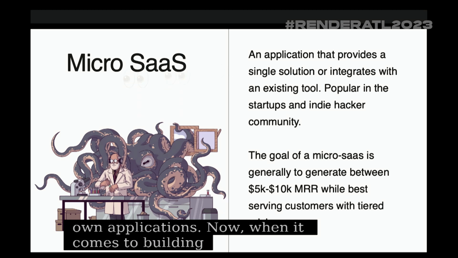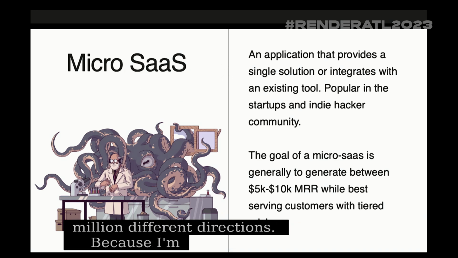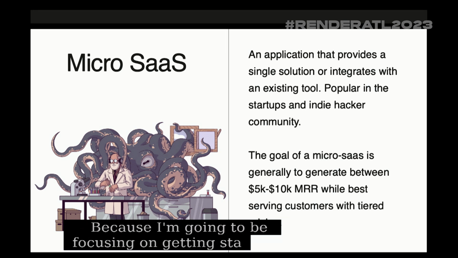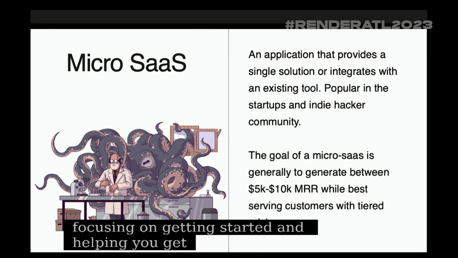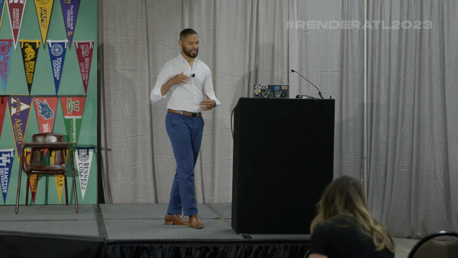Now, when it comes to building out a SaaS application, we can go into a million different directions. Because I'm going to be focusing on getting started and helping you sort of get bootstrapped in that first set of customers, we're going to be breaking this down into a micro SaaS application. What that means is that we're going to be targeting the $5,000 to $10,000 MRR, that monthly recurring revenue. And we're going to see if we can get you footed into that ground. Typically, with 100 customers at the right pricing model and the right services, easily doable. But this set of services that we're going to be talking about today, super popular in the indie hacker community.